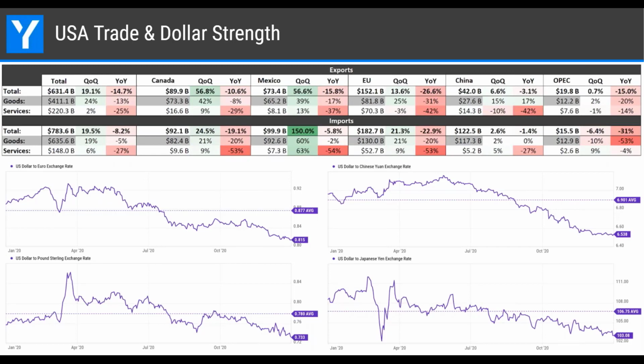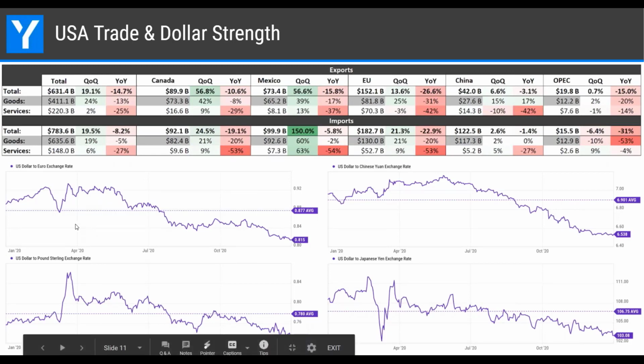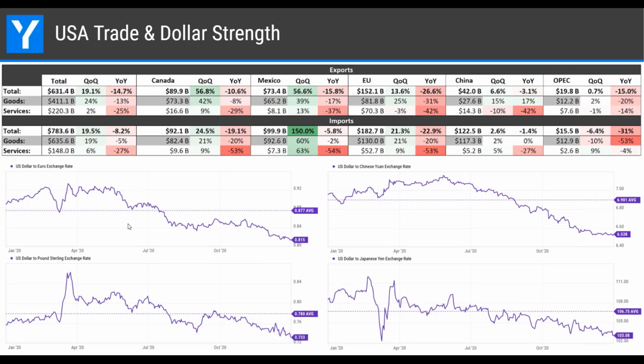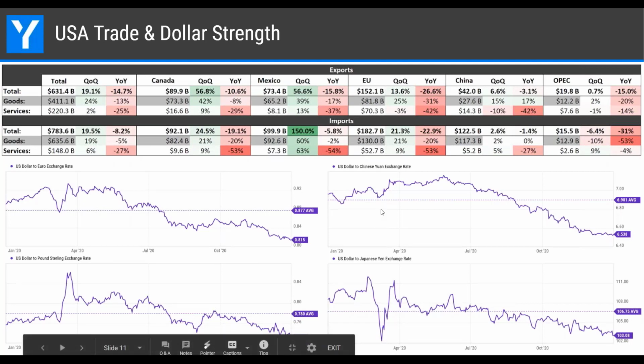Yeah, as promised, here's our slide on that weakening US dollar. You can see when we compare below the dollar and its exchange rate to major currencies like the euro, the pound, Chinese yuan, and the Japanese yen.